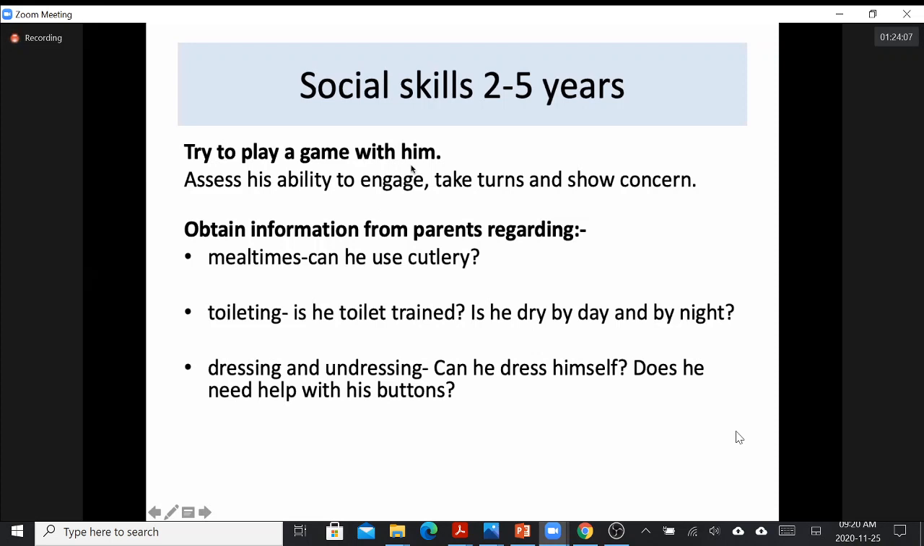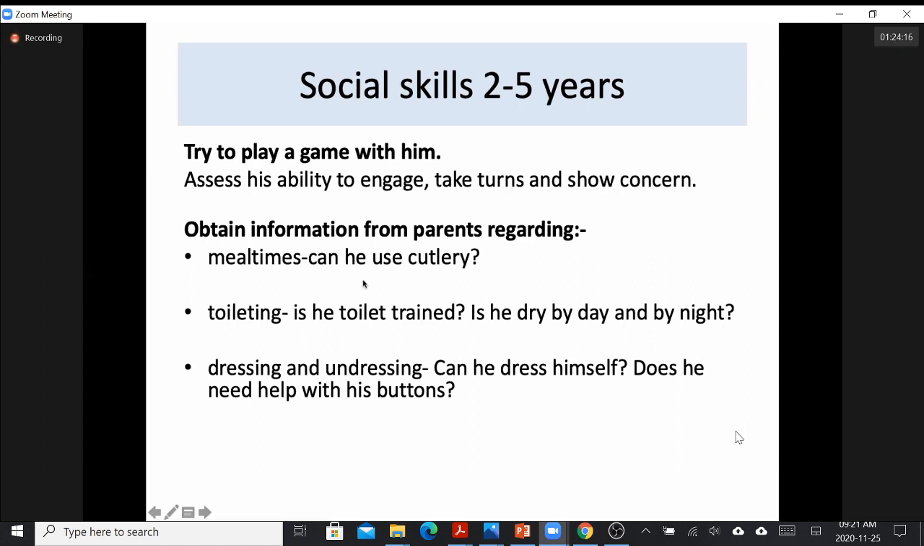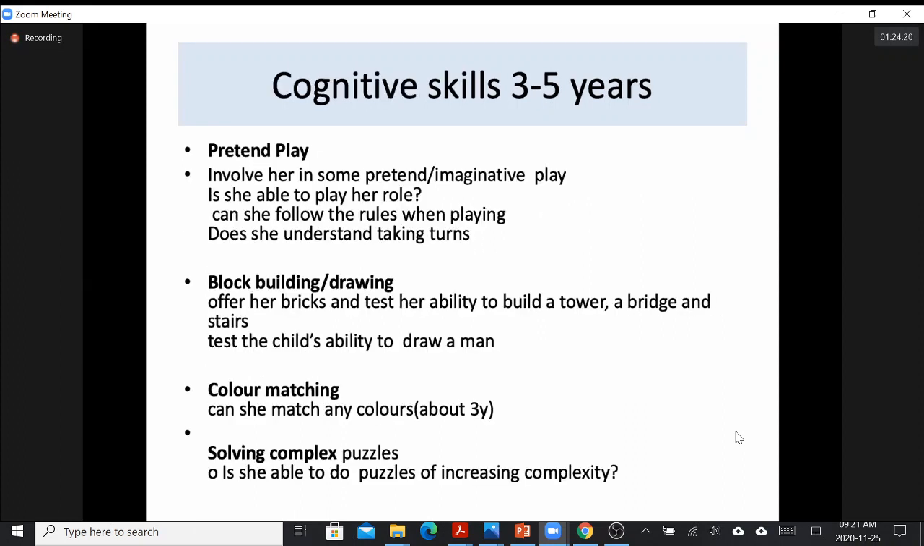We can try to play a game with him, see whether he can take turns, show concern for the others. Then meal times, whether cutlery can be used. You can ask parents for information about toilet training, dressing, undressing. Then we also talked about play when we talked about normal development.